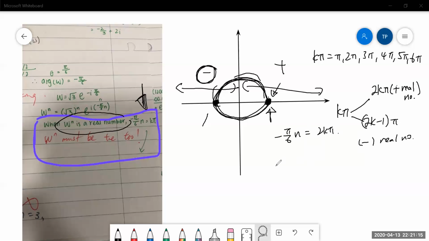Then you use k pi when they just say real number without saying whether it's positive or negative. Yes, you are right. Okay, that's it. Got it?